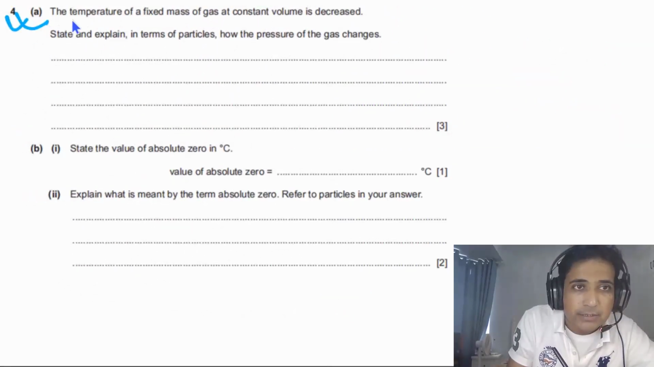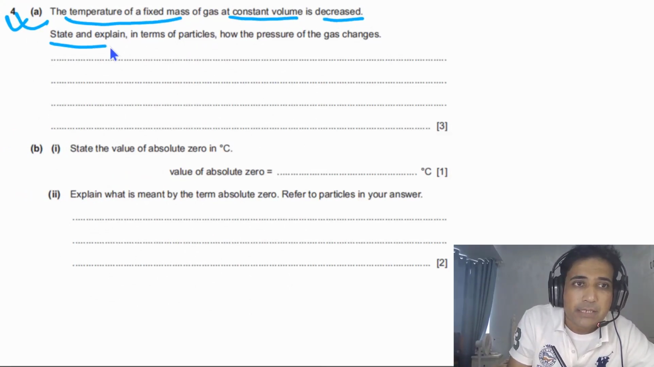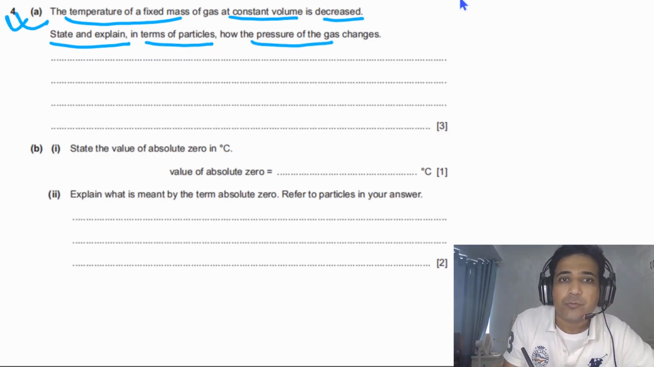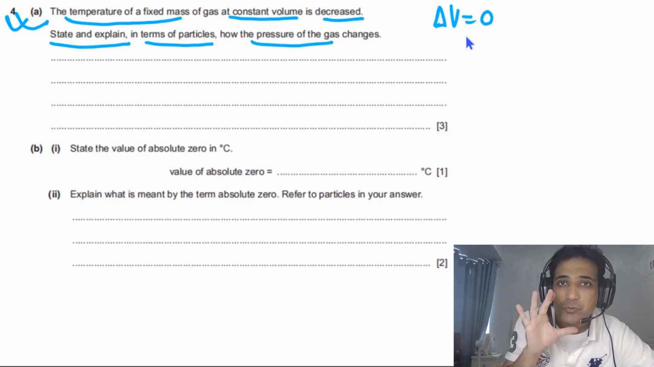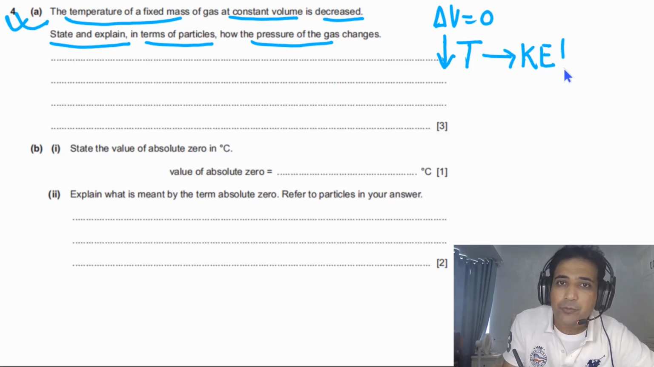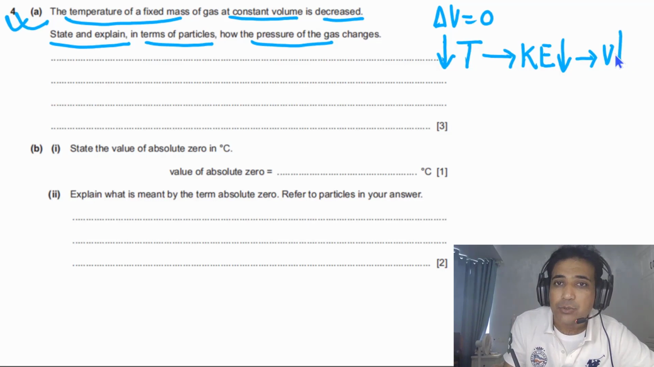Question 4 part A says the temperature of a fixed mass of gas at constant volume is decreased. State and explain in terms of particles how pressure of the gas changes. So first of all, for this question it is given to us that delta V is equal to 0, means volume remains constant, and it is also given to us that temperature of the gas decreases. So if temperature of the gas decreases, it means that kinetic energy of the particles decreases. So if kinetic energy of the particles decreases, it means that average speed of particles also decreases.